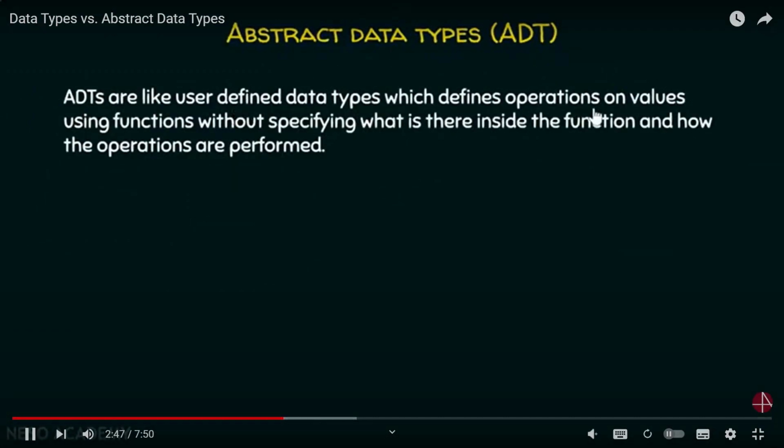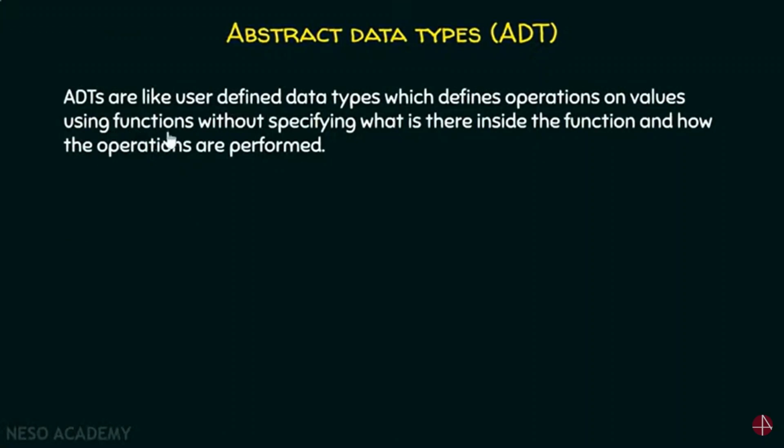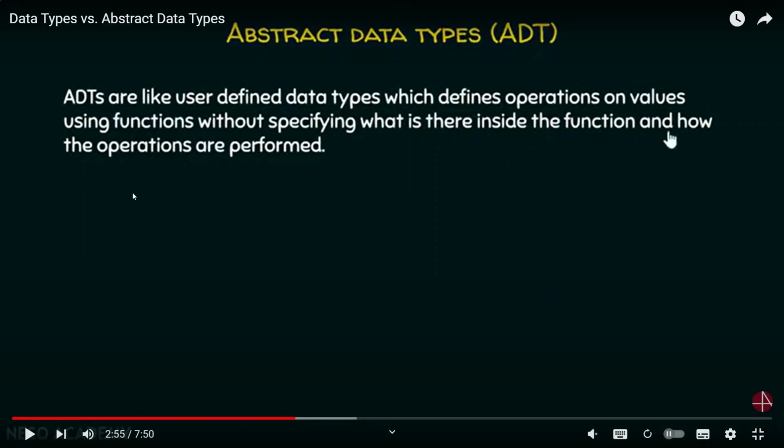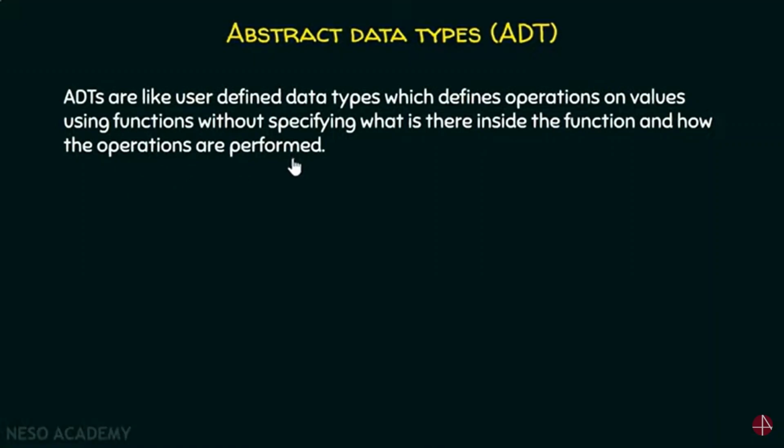Abstract data types are like user defined data types which define operations on values using functions. The important point is that they define operations on values using functions without specifying what is inside the function and how the operations are performed. So an abstract data type is similar to a user defined data type, but it uses functions, and there is no need to worry about what is inside the function. This is also a good feature of abstract data types, and it answers why we use them.